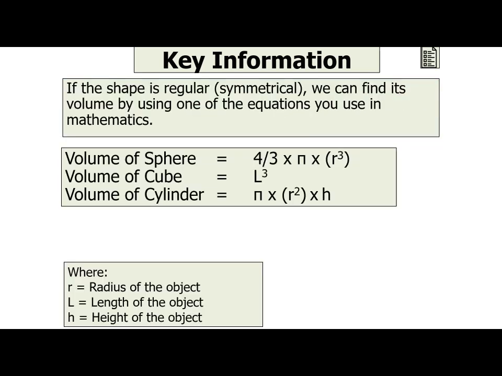Now, if the shape is regular or symmetrical, we can find its volume by using one of the equations you use in mathematics. So for example, the volume of a sphere is 4 pi r cubed, where r is the radius of the object. The volume of a cube is L cubed, where L is the length of the object, and the volume of a cylinder is pi r squared times h, where h is the height of the object. So let's have a look at a different question now.